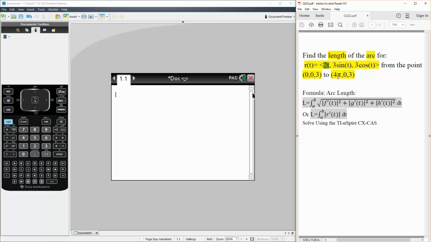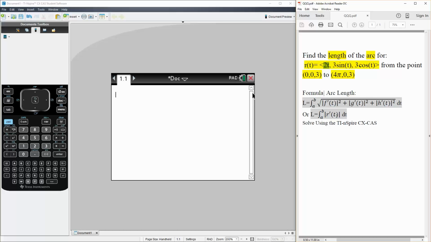So how can we get 4π? If t is 2π, 3 sine 2π would also be 0, so that's good. 3 cosine 2π would be 3. So it's going to be from t is equal to 0 to t is equal to 2π. And the formula for arc length is denoted by these two. And so we know our a would be 0 and our b would be 2π.